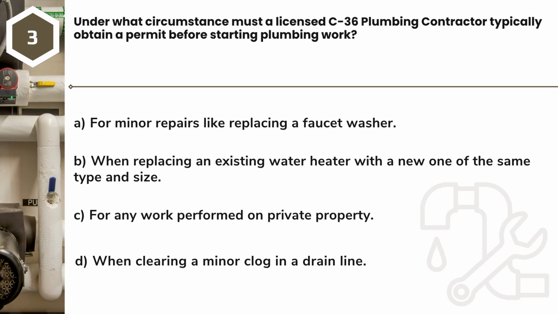Question 3. Under what circumstance must a licensed C36 plumbing contractor typically obtain a permit before starting plumbing work? A. For minor repairs like replacing a faucet washer. B. When replacing an existing water heater with a new one of the same type and size. C. For any work performed on private property. D. When clearing a minor clog in a drain line.